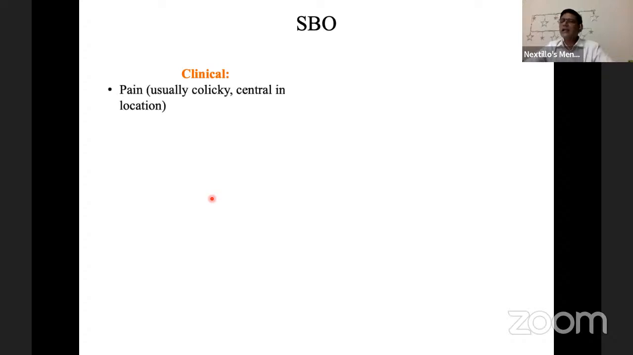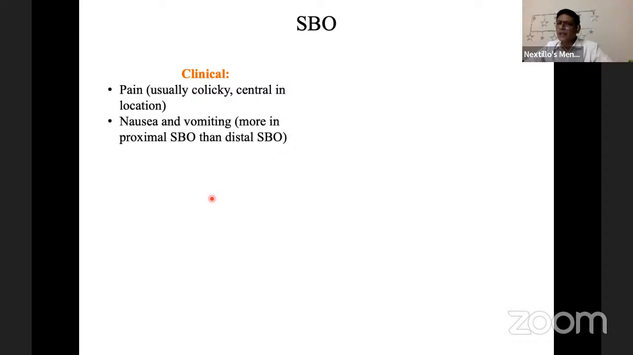This pain that precipitates with the small bowel obstruction is usually colicky and is located in the central area of the abdomen. And along with this pain, nausea and vomiting is present. Now, the more proximal the small bowel obstruction is, that means if the obstruction is in the jejunum, that is the proximal area, or if the obstruction is in the ileum, just before the ileocecal valve, then it is a distal small bowel obstruction. The more proximal the obstruction is, the more nausea and vomiting there is.